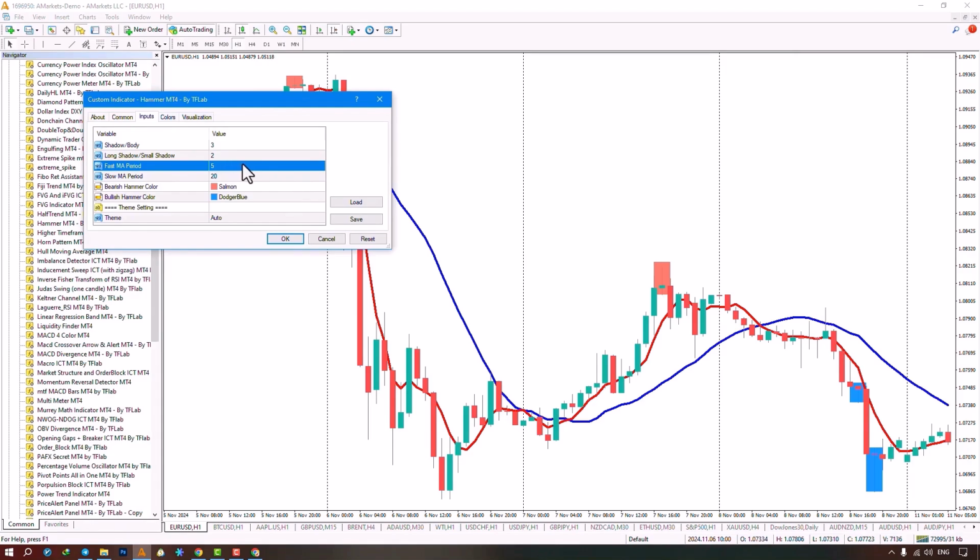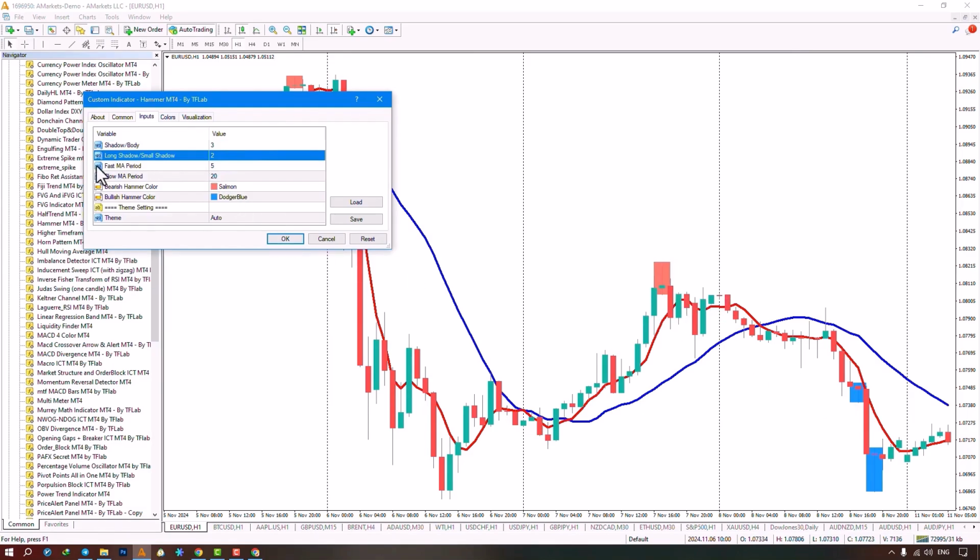The first one is the fast moving average, which is set to a default period of 5. After that, you can adjust the period of the slow moving average, which is set to a default of 20. As we mentioned, when our fast moving average is above our slow moving average, which is blue, this condition is met. This pattern will be drawn on the chart for us if the necessary factors are met.